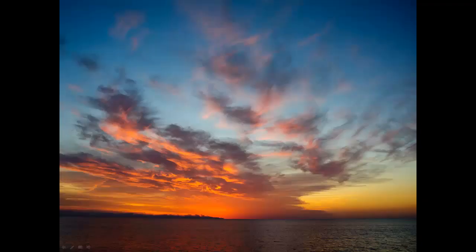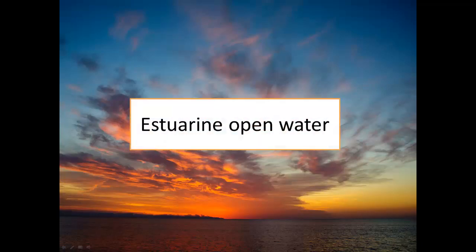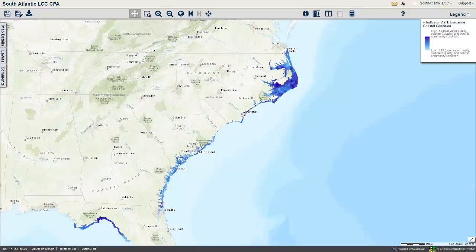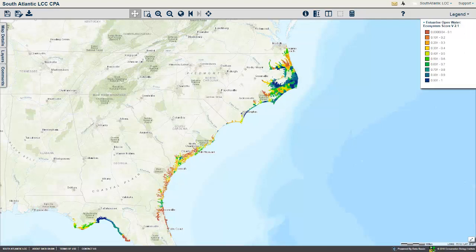Now on to the other half of estuaries, estuarine open water. This time, we're using the coastal condition indicator clipped down to the estuarine open water extent only. This is the only indicator used in this system. Because only one indicator covers the estuarine open water area, it was not necessary to use Zonation to prioritize this ecosystem. Instead, the ecosystem score is based only on coastal condition, processed to match the Zonation outputs from other ecosystems so we can use it in the same way.